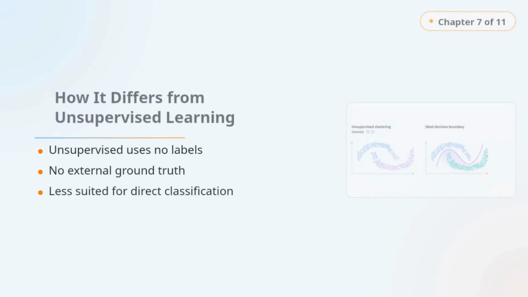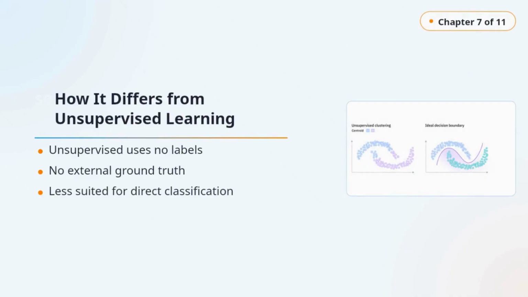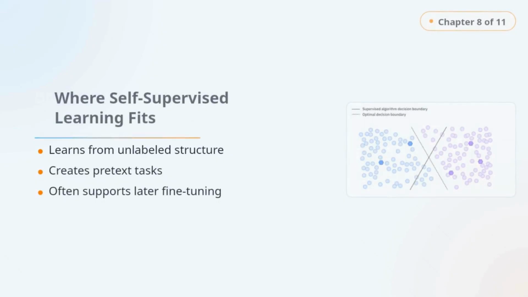Unsupervised learning works without labeled data and usually without the same kind of loss setup used in supervised tasks. It can discover patterns, clusters, or structure, but it does not directly know what the correct class should be. That is why unsupervised learning alone may not be enough for classification, while semi-supervised learning can use a few labels to anchor the task.